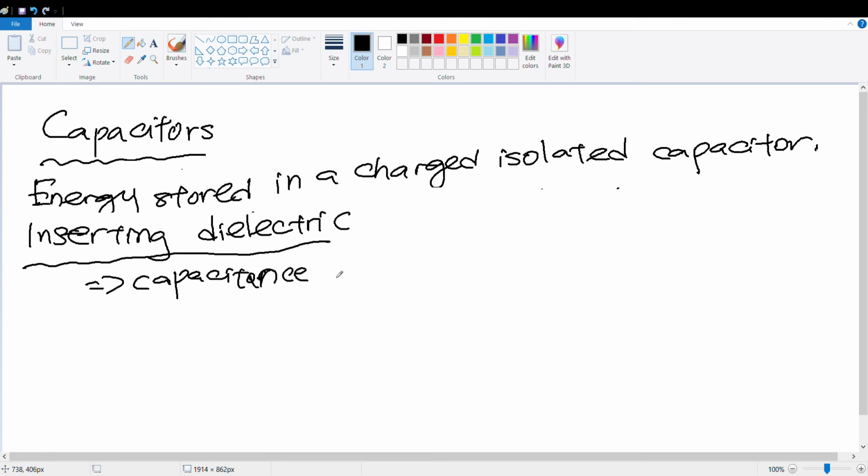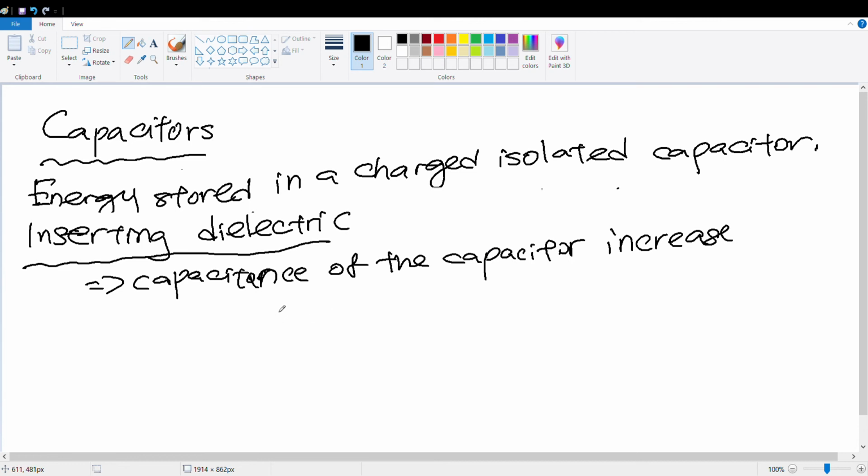Capacitance of the capacitor will basically increase. The reason for the capacitance increase we have already discussed in the previous video. This is due to the decrease in electric field strength, and hence the potential difference across the plates will decrease, and hence the capacitance will increase.